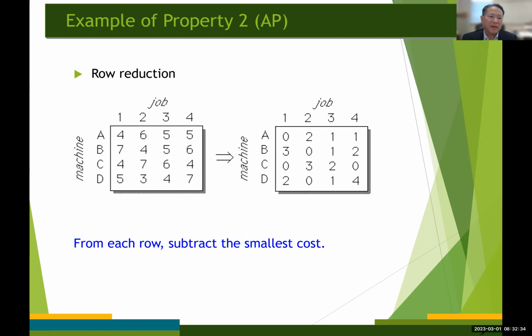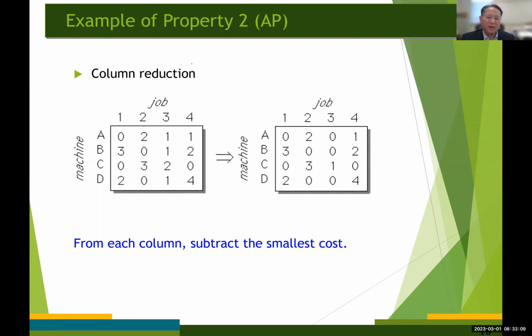So for example, here, 4 is subtracted from each cost in the first, second, and third row, because 4 is the smallest cost in each row, here and here. But 3 is subtracted, right, from the last row, because 3 is the smallest value in the fourth row. And this process is called row reduction.